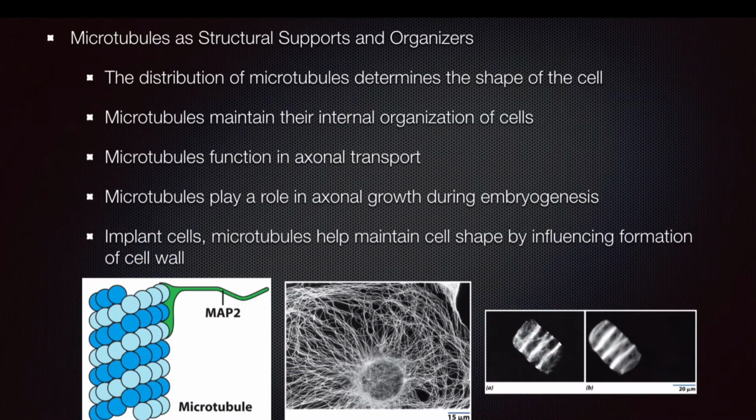Microtubules as structural support and organizers. The distribution of microtubules determines the shape of the cell. Microtubules maintain the internal organization of cells. Microtubules function in axonal transport. Microtubules also play a role in axonal growth during embryogenesis. In plant cells, microtubules help maintain cell shape by influencing formation of the cell wall.